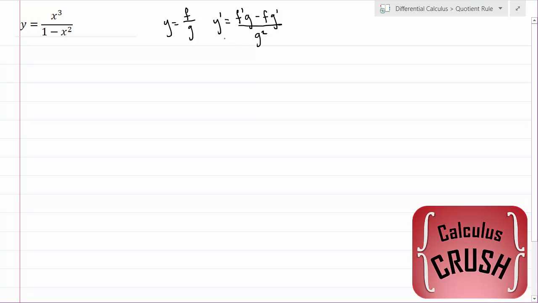If you don't know where that comes from, you can click on this equation here and it will bring you to a video where I derive the quotient rule.